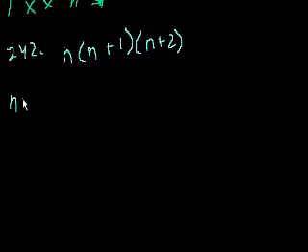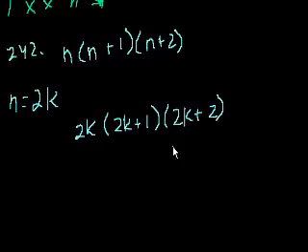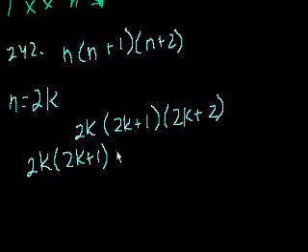Let's say that if n is even, that means it's equal to 2 times some positive integer k. So let's substitute that in. Then this breaks down to 2k times 2k plus 1 times 2k plus 2. Interesting. This already looks like statement E should be right, because we could factor 2 out of this one. So this becomes 2k times 2k plus 1 times 2 times k plus 1. Right?